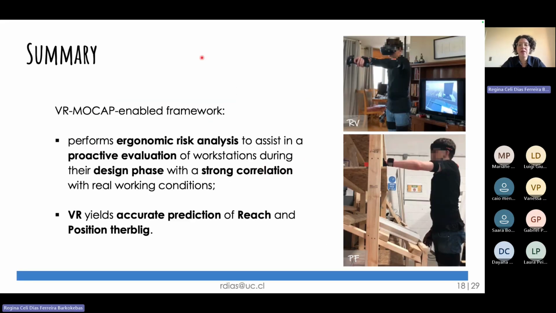So in summary, with this application together with a company, we could verify that it was possible to do a proactive evaluation of a workstation during the design phase. And we had a strong correlation between the virtual reality and the physical environment for some motions, right? So I got a really accurate prediction of reach and positioning.